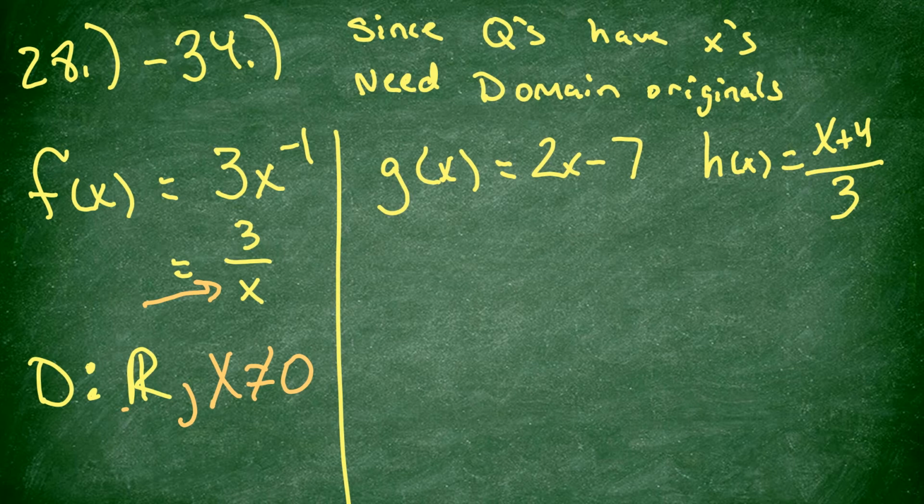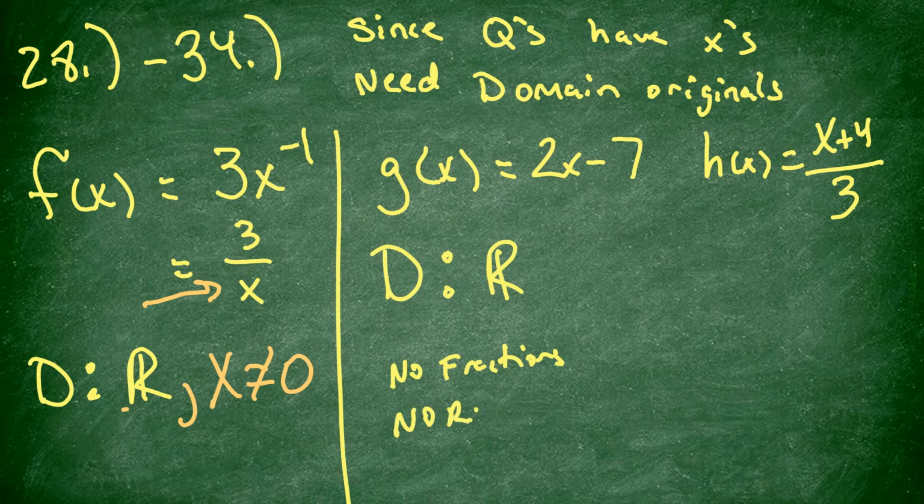The next one, g of x. The domain starts off as all the real numbers in the world. There are no fractions, so it stays all the real numbers in the world. There's no radicals. That's why it stays all the real numbers in the world. And because it's the original function, I don't have to check anything else.